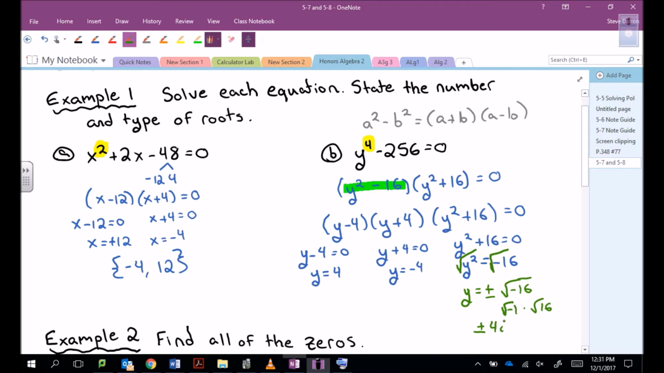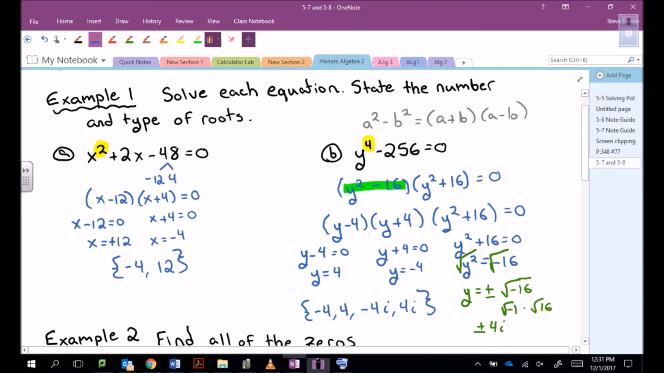4i. So in this problem, when you list your answers, first of all, notice I have 4 answers, which I needed to get 4. And those answers would be listed in order from least to greatest. I would have negative 4, and then positive 4. And then, remember, we list our real numbers, then imaginary. So now we go to the imaginary ones, which is negative 4i, and then positive 4i. So there are my 4 solutions for B.